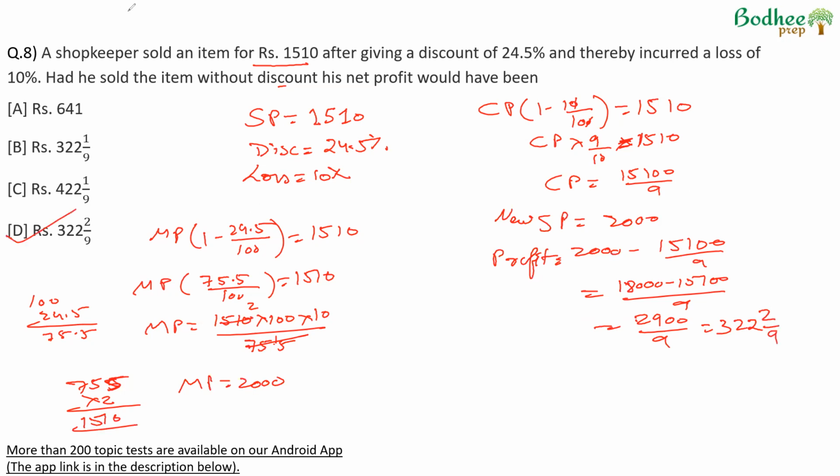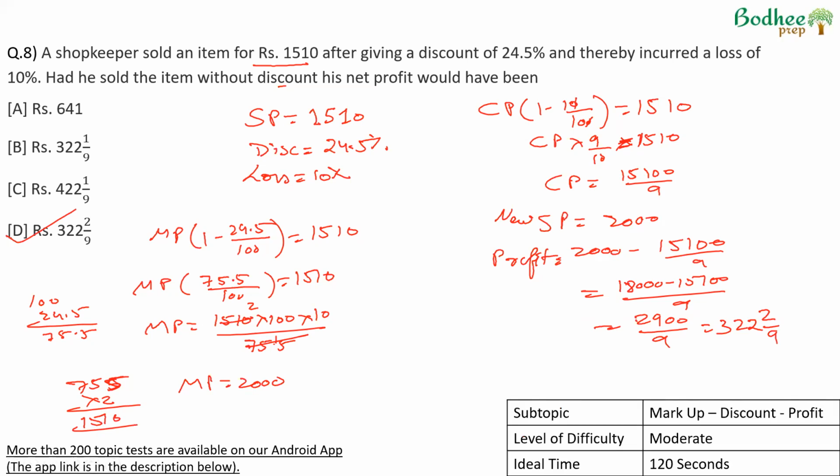Option D becomes the answer. If I look at this question, the level of difficulty may not be very high, but this term was a bit of a problem because it was not divisible by 9 here. So calculations might take a bit of time. Calculation time could go up to 2.5 minutes. And therefore, I'm saying moderate level with respect to the other questions in the test.